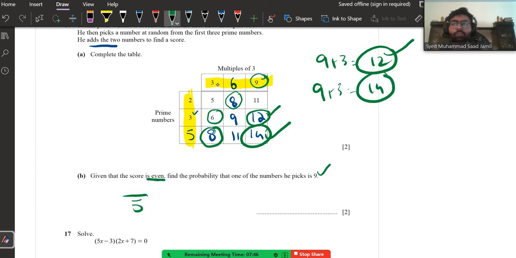Alright, so what was the question saying? Given that the score is even, find the probability that one of the numbers he picks is 9. So you will only pick up 9 when you get a score of 12 or when you get a score of 14. So the answer is 2 upon 5. Majority of people get this wrong because they will think, oh, this is 9 over here, the answer is 1 upon 5. That is wrong. I hope you all understand. If not, please mention in the comments below.